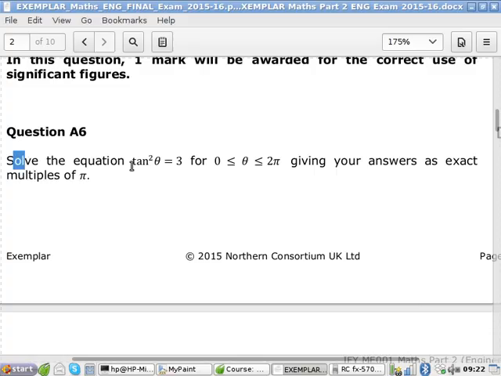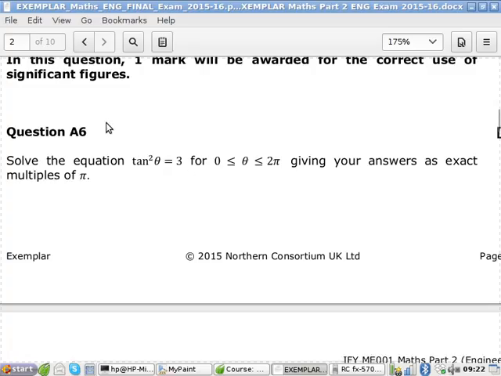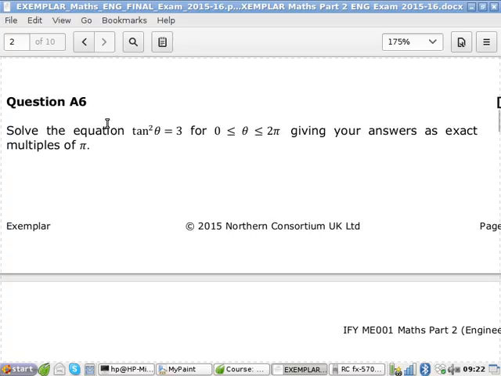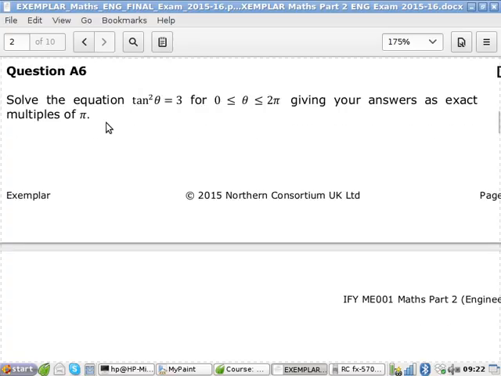What about this one? Solve tan squared theta equals 3. Maybe we should do this one? Okay, do you want to try it first and then I'll do it? So, before you start, how many answers do you think you'll have? 6? Not as many as 6. I think there'll be 4 answers.